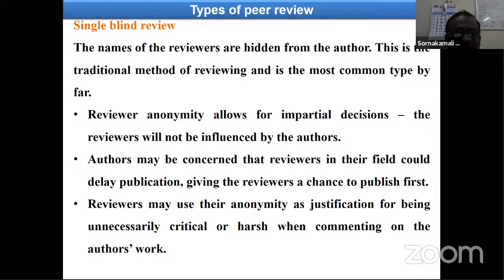Okay. So what is the drawback of the single blind peer review system? Whenever a manuscript goes to a reviewer who is working in the same area, purposefully he may delay the manuscript decision intentionally. So the reviewer can publish his paper first, and only then will he allow your paper to be published second. Because of reviewer anonymity, sometimes the reviewer may use unnecessarily critical comments or harsh words about the author's work. So that is the drawback of the single blind peer review system.